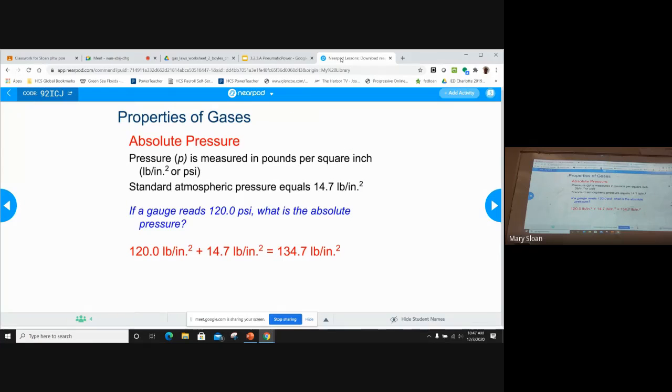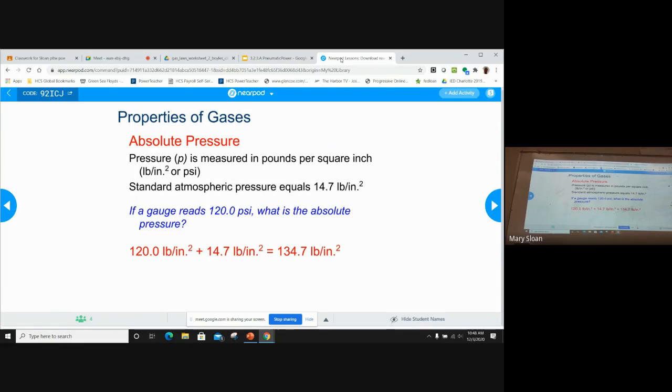Okay. So when we're talking about absolute pressure, we're using the letter P, and that stands for pounds per square inch. We are going to do some on PSI today. There's one practice problem on there, but we're going to relate it back to normal gas laws. So it's telling you that atmospheric pressure equals, please write that down, 14.7 pounds per inch squared.